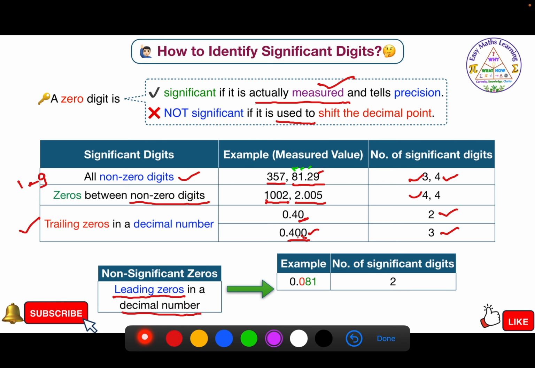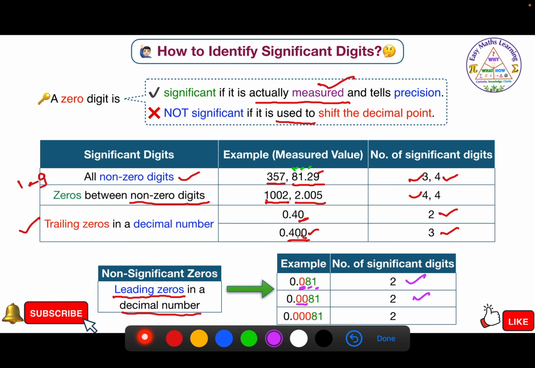0.081. Here this 0 is the leading zero, so this 0 is not significant. So total significant digits are 8, 1, meaning total 2 significant digits we have. In 0.0081, these two zeros are leading zeros, meaning not significant. So again, we have two significant digits, which are 8 and 1.